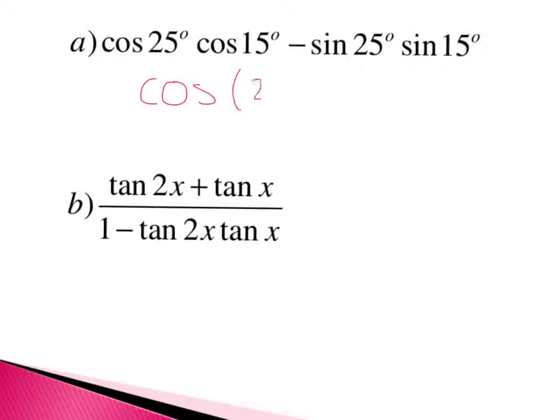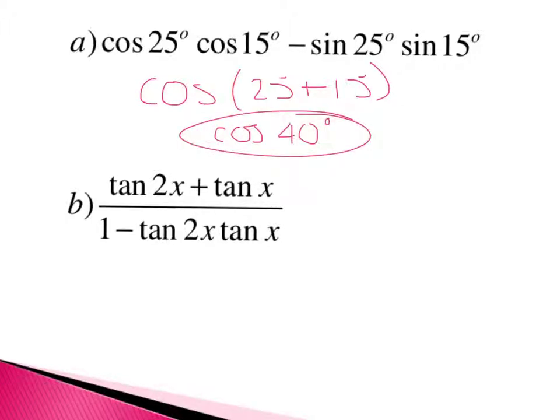So what I want to do is I'm going to actually add these angles. And I end up with cosine of 40 degrees. That's definitely not from the unit circle, but that's not what this question's asking us. It didn't say evaluate or find the exact value of. It just said to express using a single angle. And I just did that. I brought it using the left side of the formula.